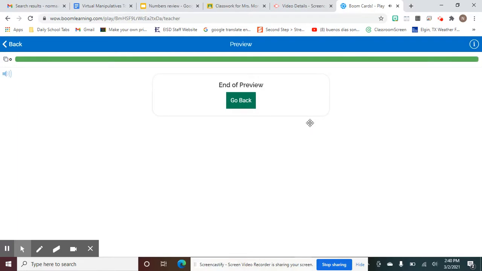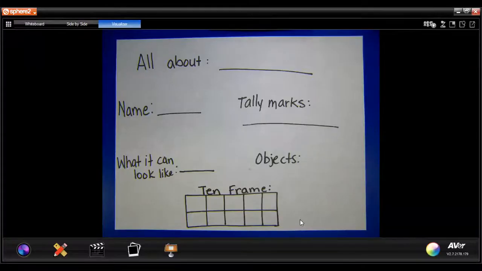Okay, so we finished with that activity. So let's go and talk about your homework now. For your homework, we are going to continue working on our All About posters. Yesterday we did 3 and 4, and today we will be doing 5 and 6. So if you haven't gotten your paper, your template that looks like this, go ahead and get it. If you need pencils, go get your pencils. If you need stickers, go get them. You can pause the video.